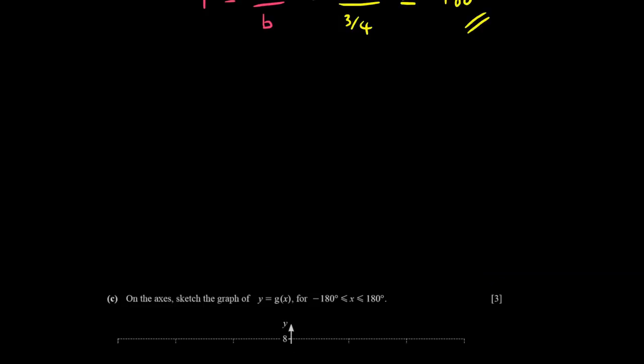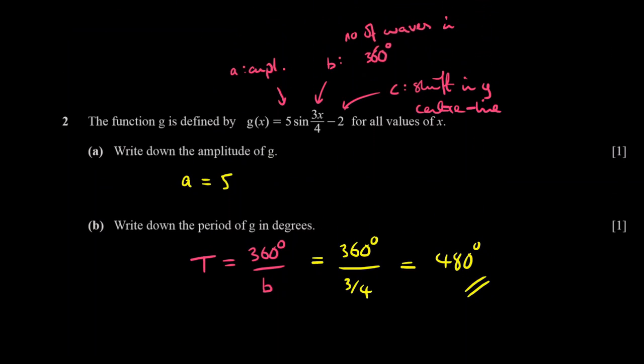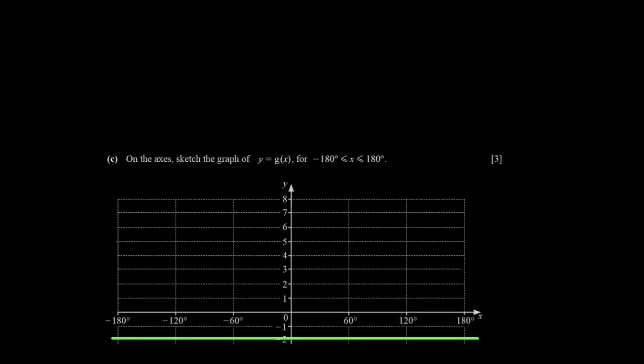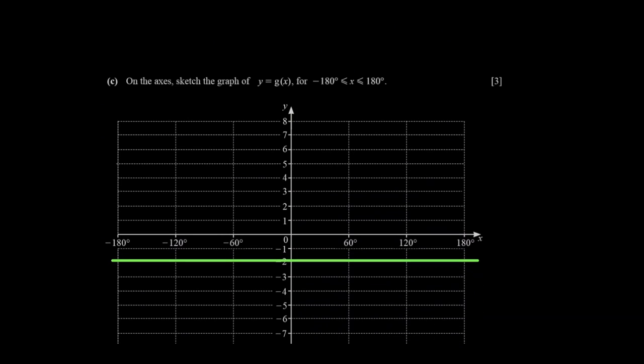What else do we know? We know that the amplitude is 5, right? So the whole graph is going to go up by 5 from the center line. So if I go from -2 up 5, then I'm going to go up to +3. I'll draw that on, so that's kind of like the highest I'm going to go. And I'm going to go down by 5 as well.